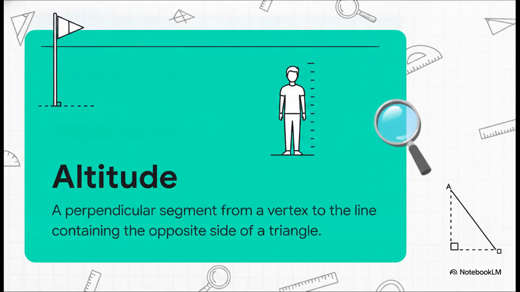Next up, the altitude. This is a perpendicular segment from a vertex to the line containing the opposite side. The absolutely crucial word here is perpendicular. It has to form a perfect 90-degree angle with the base. Think about it like this. When you go to the doctor and they measure your height, you have to stand perfectly straight up, perpendicular to the floor, right? The altitude is literally the true mathematical height of the triangle. And trust me, this is going to be incredibly important for our flagpole mystery.